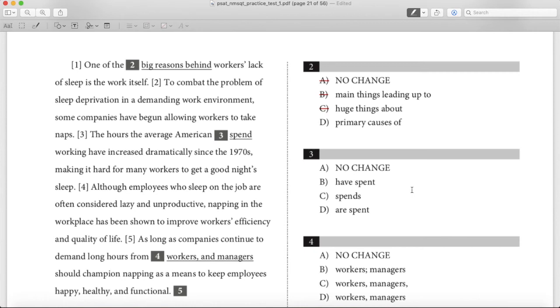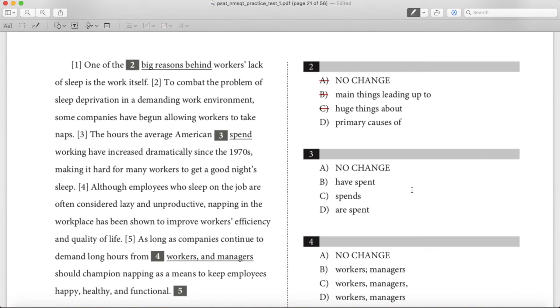What rule are they testing us on here, Caroline? I'm not really sure. I just know that it doesn't sound right. Here's a little shortcut for finding out the rule you're being tested on. Look at the answer choices and ask yourself how the answer choices are different. How are they different? Is it like the tense?